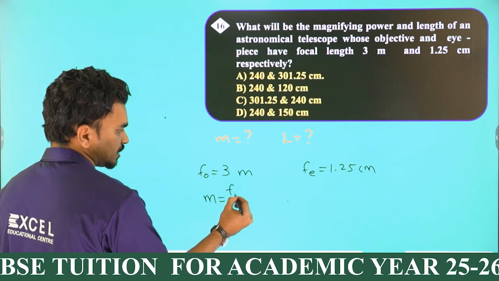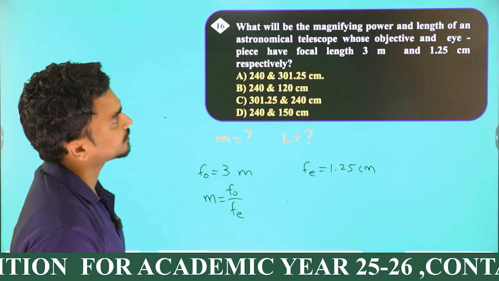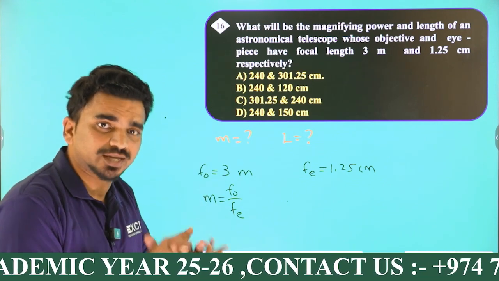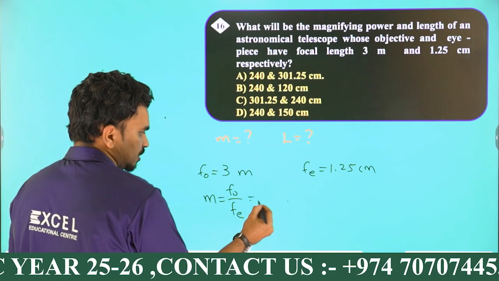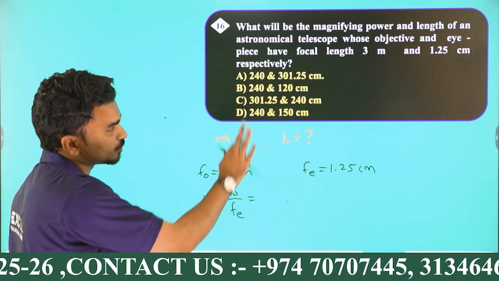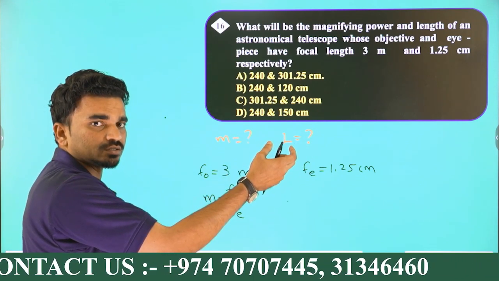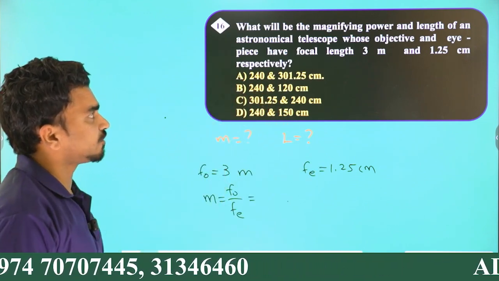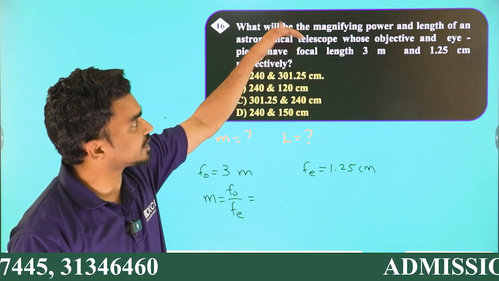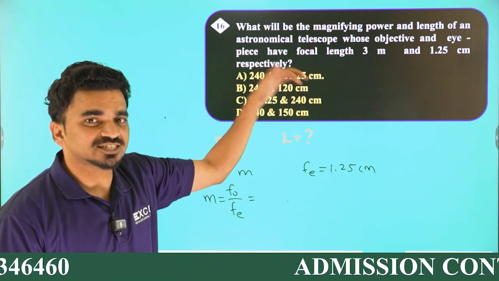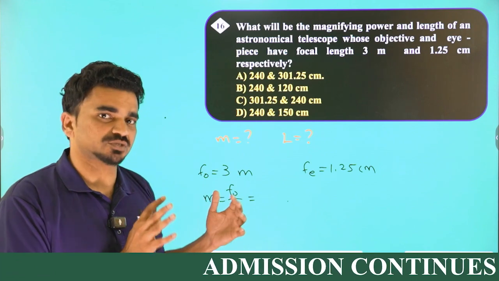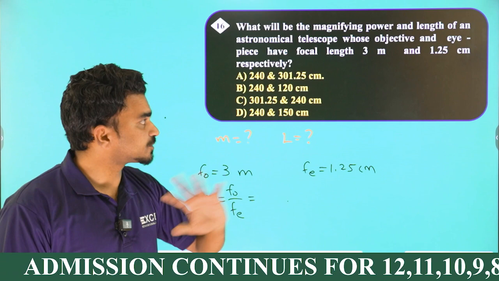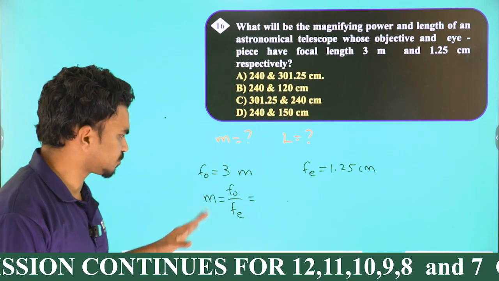Magnifying power is Fo by Fe. Telescope, right? So telescope, we can do the normal adjustment. By default, you can assume normal adjustment. If you are not getting the answer with the normal adjustment, then you can check it for strain division also. But I think you will get the answer, no? Answer is like normal. Why do I have a doubt? Because here they have not mentioned which adjustment this is. So in these cases, if it is an MCQ question, you should try normal adjustment and strain division. Then you can verify which option is correct.